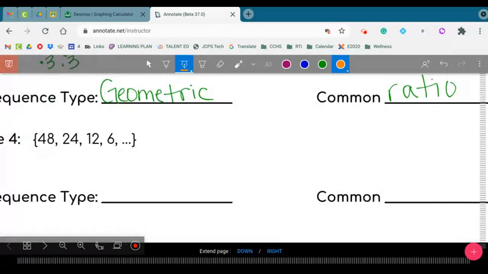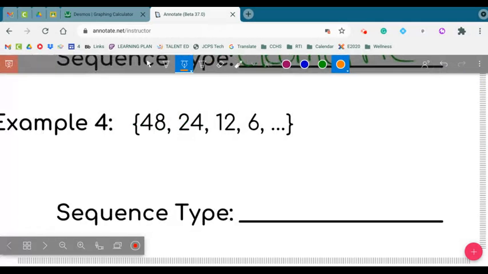Okay, next one. We're going from 48 to 24 to 12 to 6. You can clearly tell you're not going down by the same number each time, but you are going down. With these, we're always going to be multiplying. We will never be dividing.